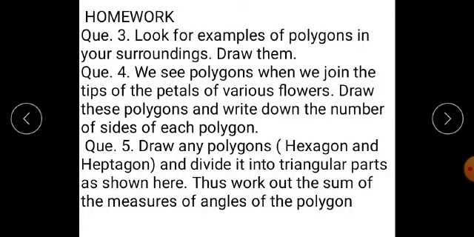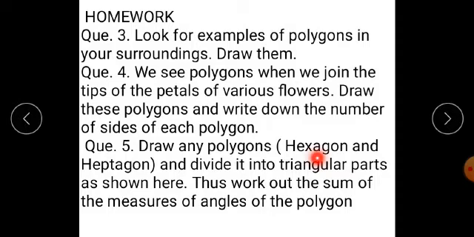One figure is given there, and that figure is divided into triangular regions. Thus, work out the sum of the measures of angles of the polygon. Students, you have to do this question again in your copy, but you don't have to take any polygon of your choice. You only have to take one hexagon. You have to divide the hexagon into triangular regions.